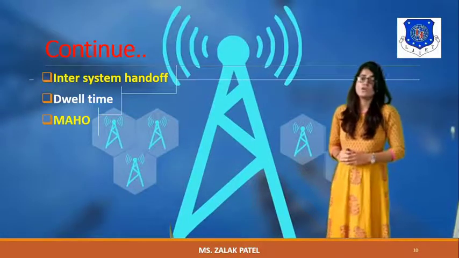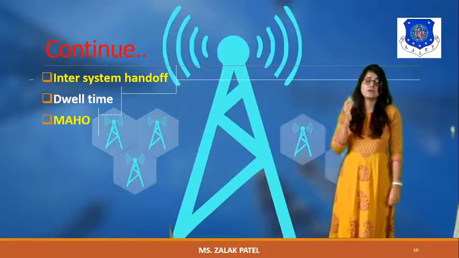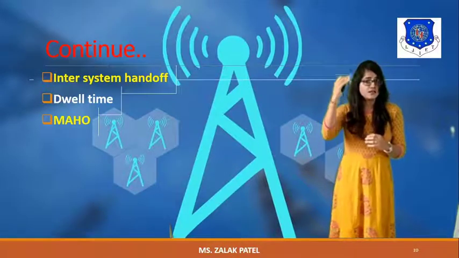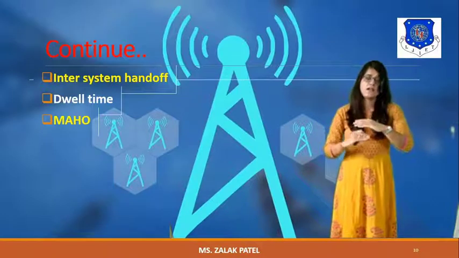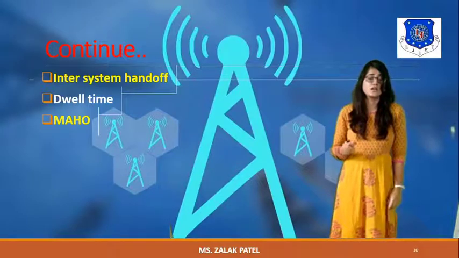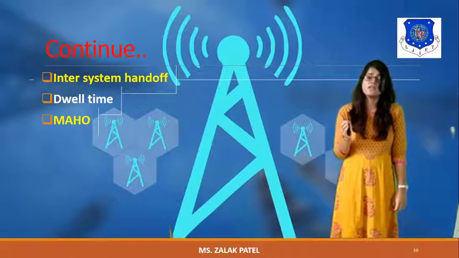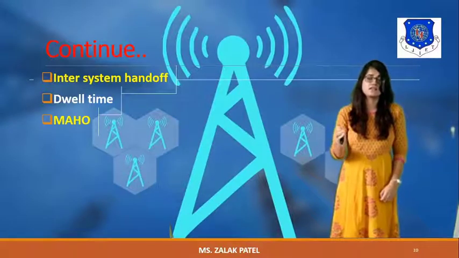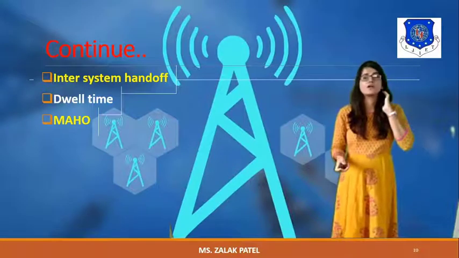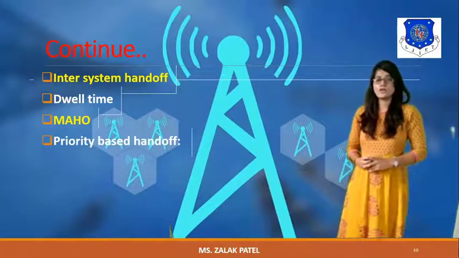Next is MAHO, which means mobile assisted handoff. Mobile assisted handoff is always determined by the signal strength. If the signal strength reduces compared to the predetermined level of the signal, then at that time handoff is initiated. Handoff only occurs when the signal strength is reduced to the predetermined radio signal strength. Next is priority based handoff.